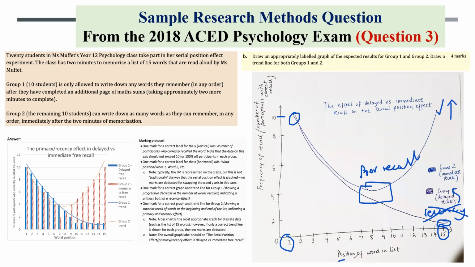Position of the word in the list, that's our x-axis. Where did I get 1, 2, 3, 4, 5, 6 up to 15? Because it says that they have to memorize a list of 15 words. Okay, so obviously that's where the 15 comes from. Yeah, that's basically how you draw it up. Look, I didn't do any bar graphs here, and you wouldn't be expected to either. So if you draw something like this, you would get the full 4 marks there.